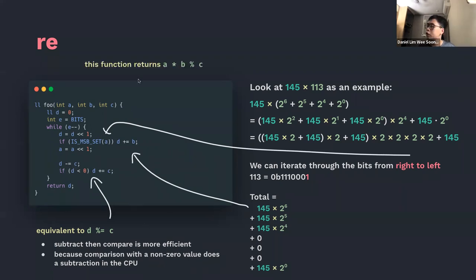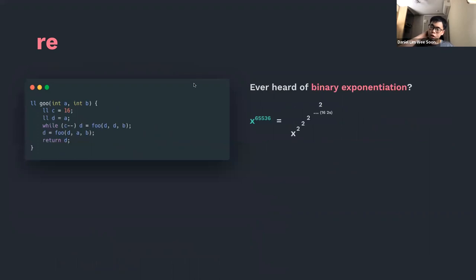And as given in the chat just now, this function just returns A times B. Should there be brackets? Okay, A times B modulo C. And then now we have time to look at Goo. If you know the idea of binary exponentiation, you can break down a big exponentiation operation into just squaring it many times, like x square, square, square, square, 16 times will give you 65536.